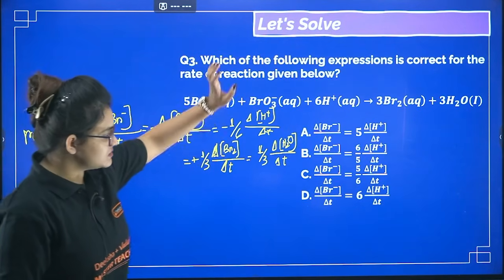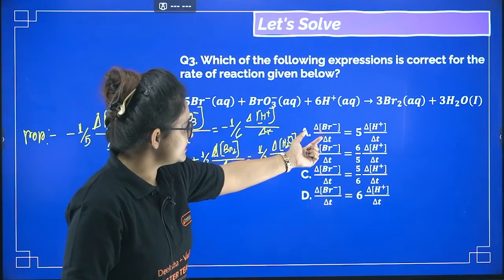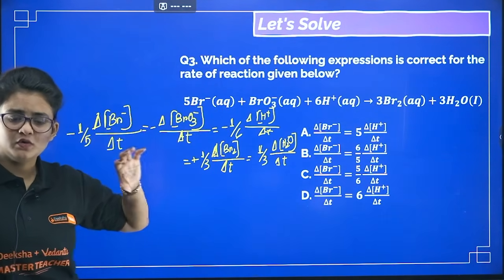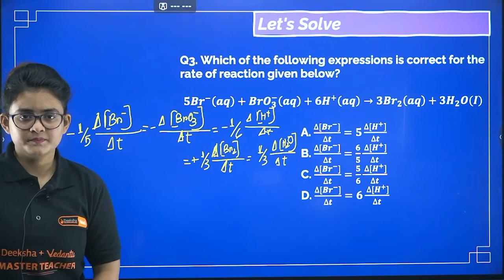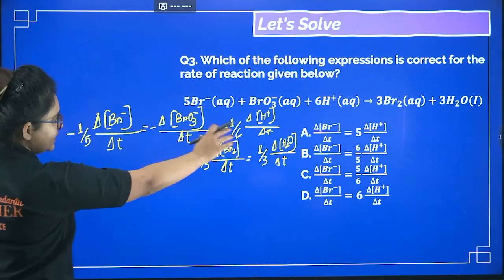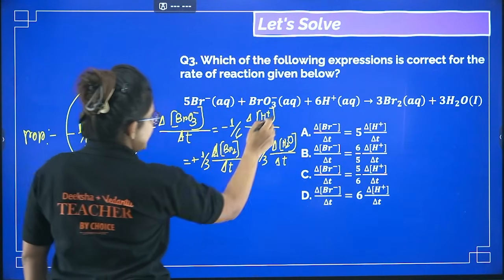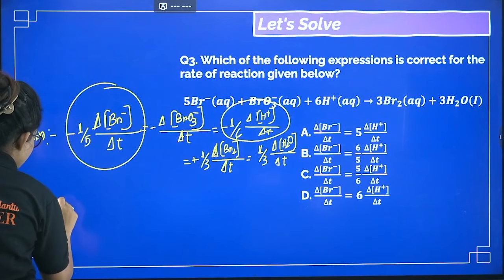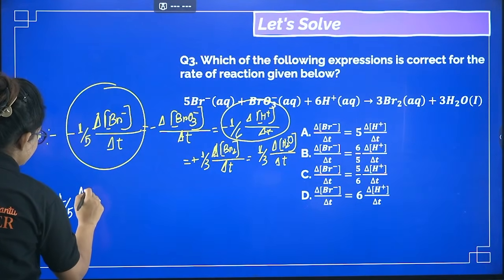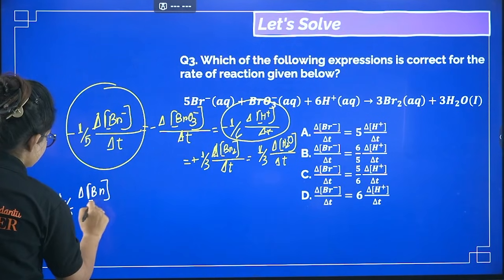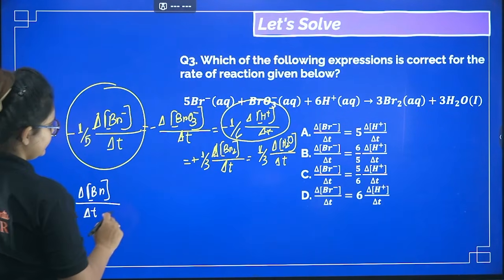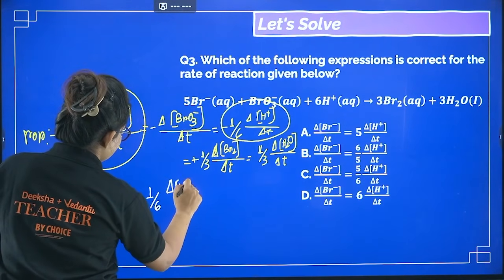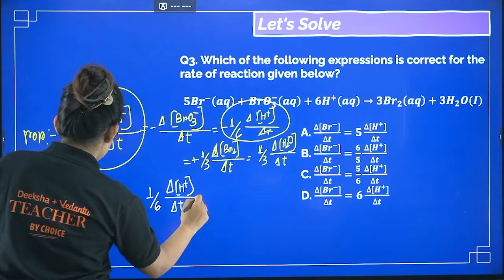Now, if you look at the options, they are specifically choosing Br minus and H plus. So, any two you can pick and equate them in order to find your answer. Here, all of them are equal, so I am just picking this term and this term. So now what will come up? Minus 1 by 5 delta Br minus by delta T equals minus 1 by 6 delta H plus by delta T.